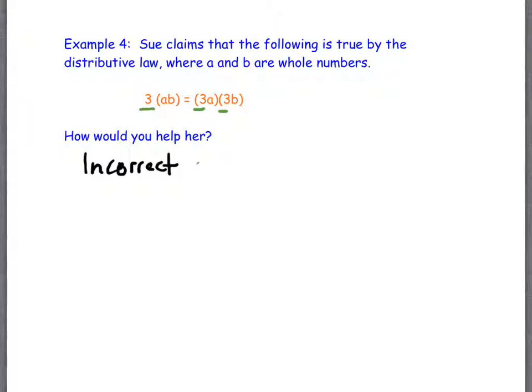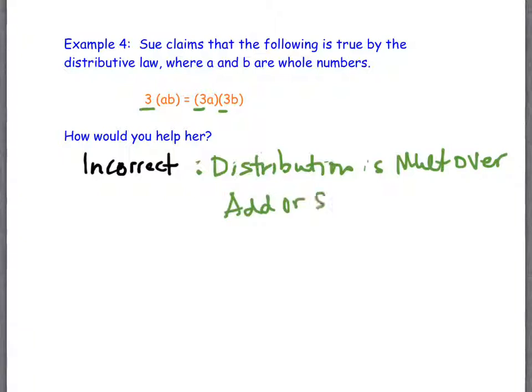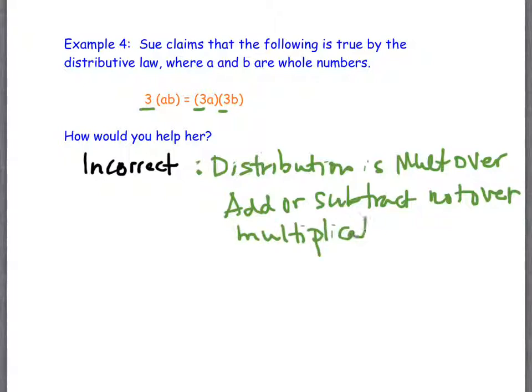Okay, so that's the first kicker that we probably wanted to tell Sue: the distributive law, or distribution, is multiplication over addition or subtraction, right? Not over multiplication. It's not multiplication over multiplication. So we can tell her that this is incorrect, and that this would have worked, for instance, if this had said 3 times (A plus B), and then 3A plus 3B. That would be the correct law.